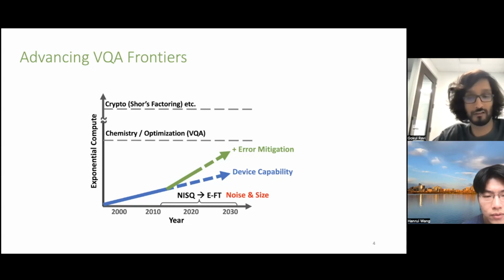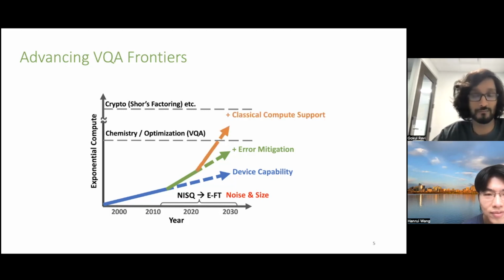So techniques like error mitigation are very useful, and there's of course a variety of error mitigation techniques such as improving the quality of qubits, improving the quality of gates, reducing noisy interactions between gates, post-processing the results, and so on. And all of these can also help in improving the quality. And then other forms of classical computing support are also beneficial.